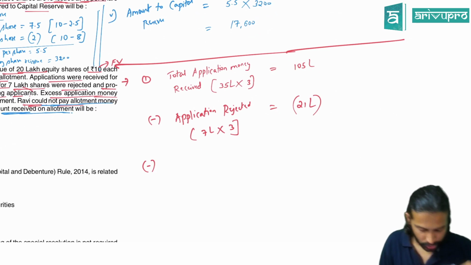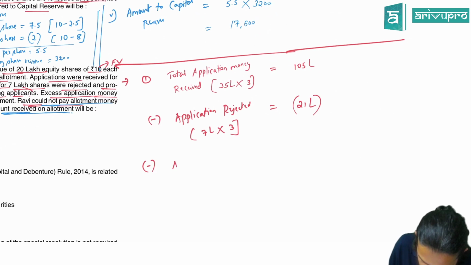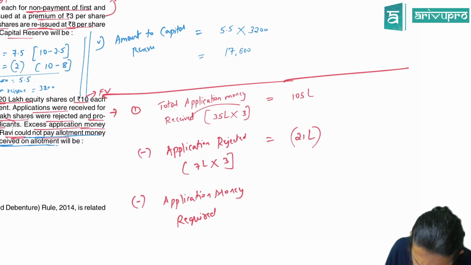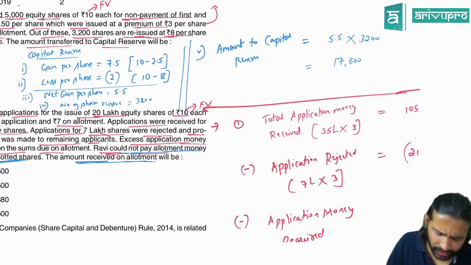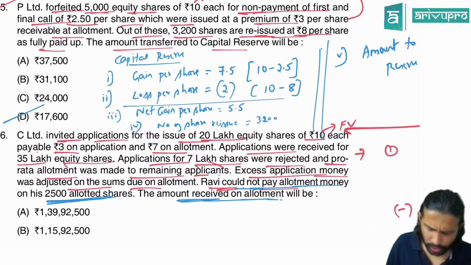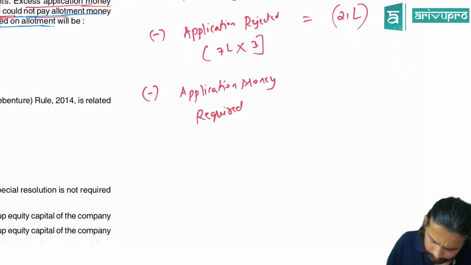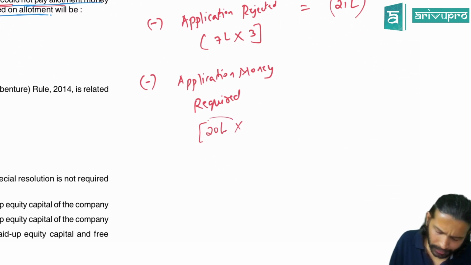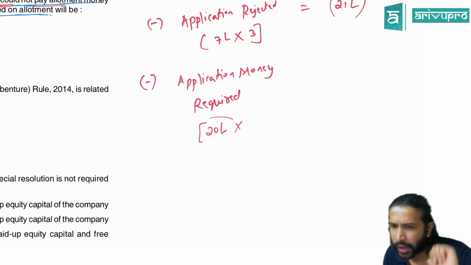Okay, next, just check. How much application money was actually required? Did the company have the intention to give 35 lakh equity shares, or what was their intention? Their intention was to issue only 20 lakh equity shares. If they want to issue only 20 lakh equity shares, they want application money only on 20 lakh equity shares.